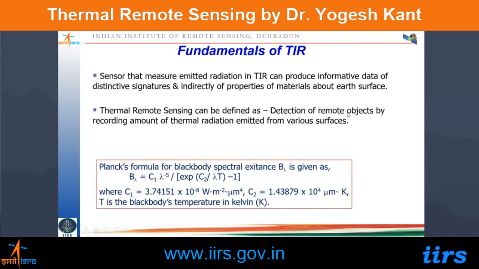Now you know that sensors that measure the emitted radiations in the thermal infrared can produce another important distinguished signature. So indirectly, we try to assess the signatures of the object or the properties of the object over the earth surface. And there is a concept of the black body.